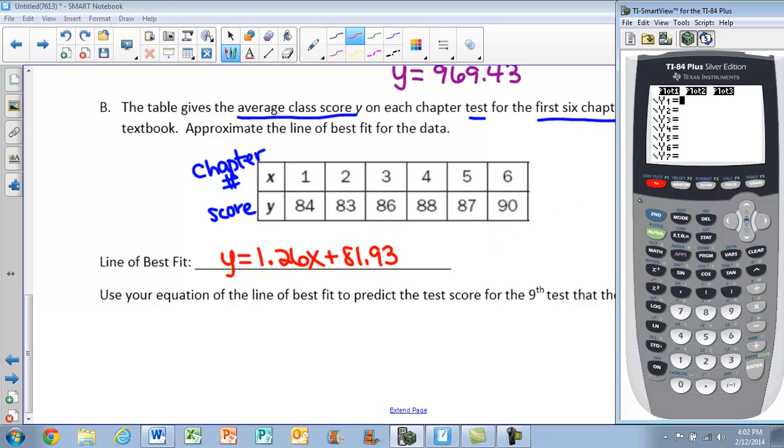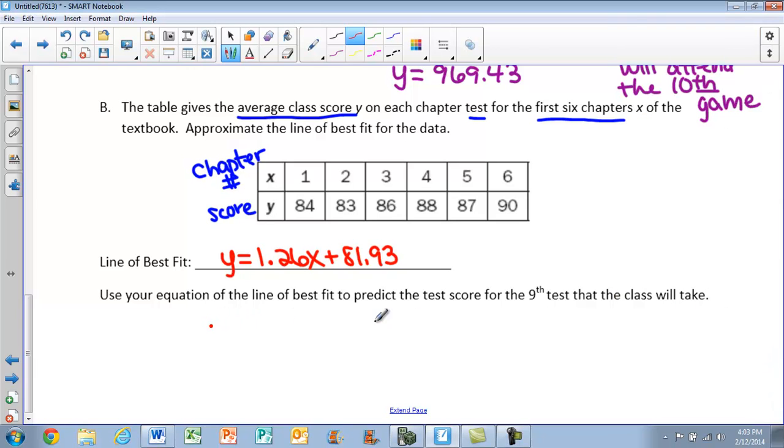Again, if we want to see what this looks like on our scatter plot, we just enter our equation into y equals. So we have 1.26x plus 81.93, and we hit Graph. And there's our line of best fit that you just calculated. Pretty neat. Now, for our next step, we want to use this equation to predict the score for the 9th test that the class will take. So again, we are looking for the prediction of the 9th test.